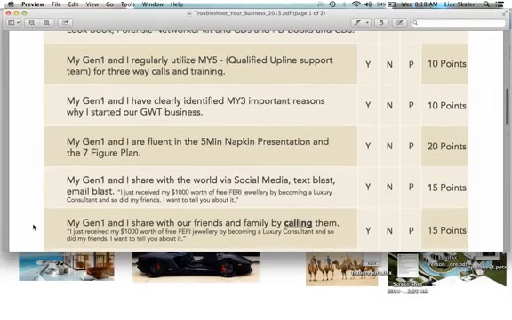Okay? The next item, my Gen 1 and I share with our friends and family by calling them. This means picking up the phone and calling them. I just received my $1,000 or $500 worth of free FERI jewelry by becoming a luxury consultant, and so did my friends. I want to tell you about it. If the answer is yes, 15 points. No, 0, partial, 7.5 points. So go ahead and give yourself whatever score applies to that. Okay?